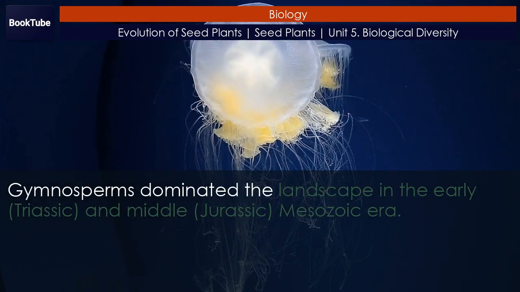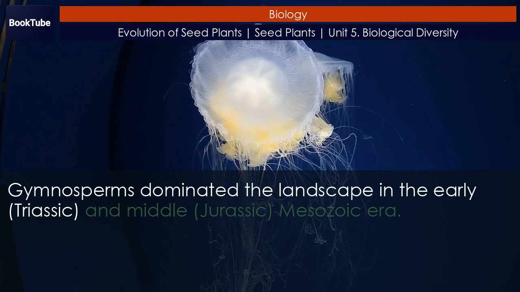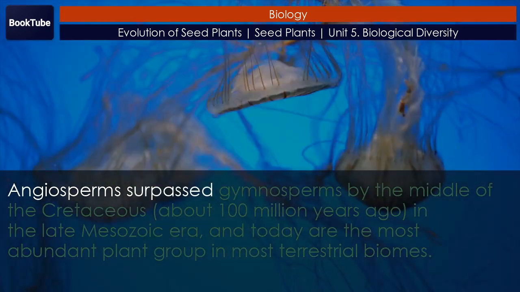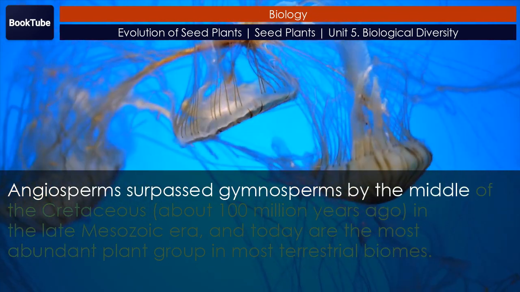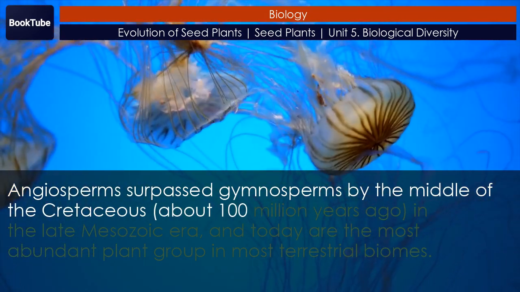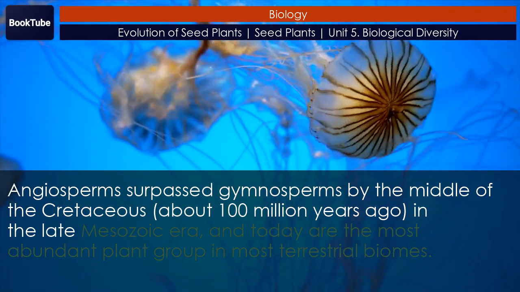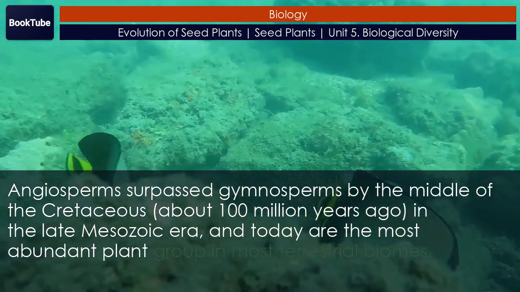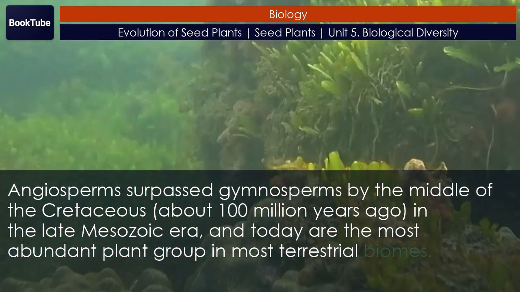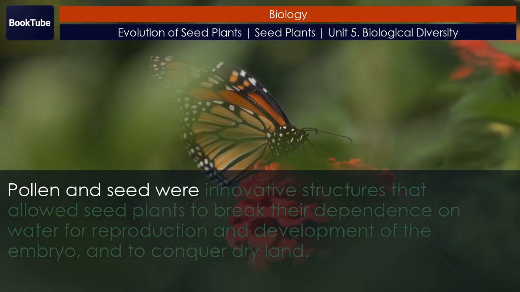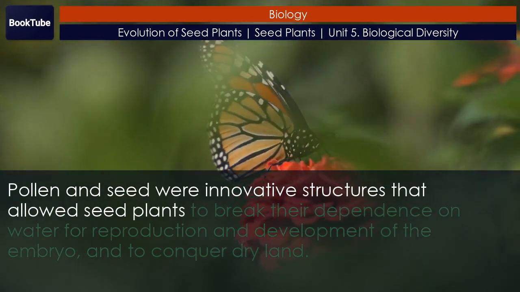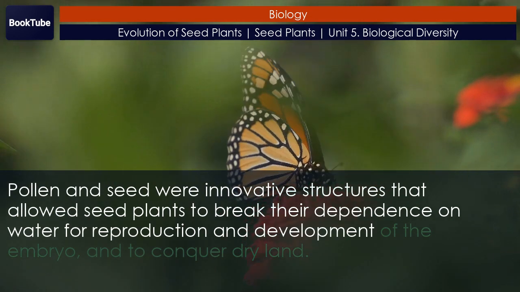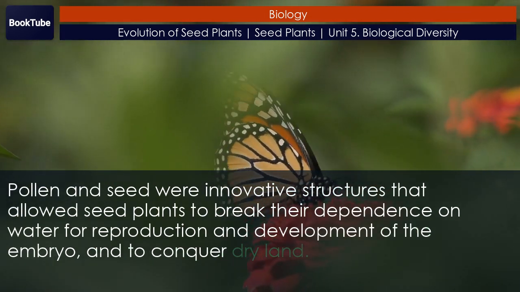Gymnosperms dominated the landscape in the early Triassic and Middle Jurassic, Mesozoic era. Angiosperms surpassed gymnosperms by the middle of the Cretaceous, about 100 million years ago, in the late Mesozoic era, and today are the most abundant plant group in most terrestrial biomes. Pollen and seed were innovative structures that allowed seed plants to break their dependence on water for reproduction and development of the embryo, and to conquer dry land.